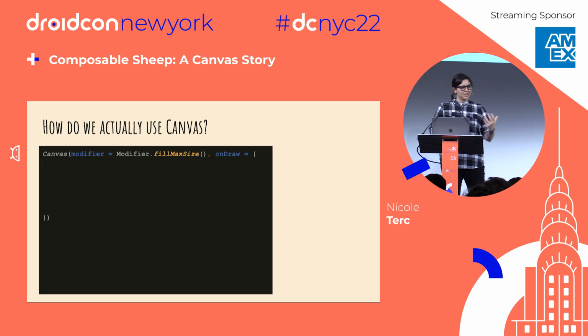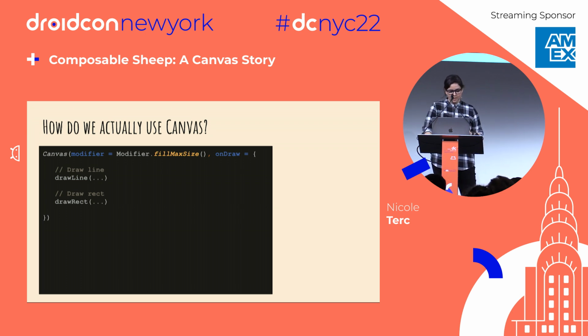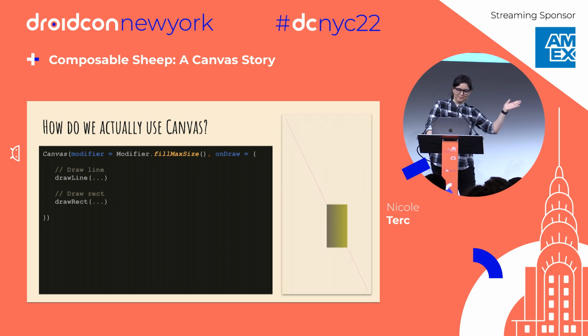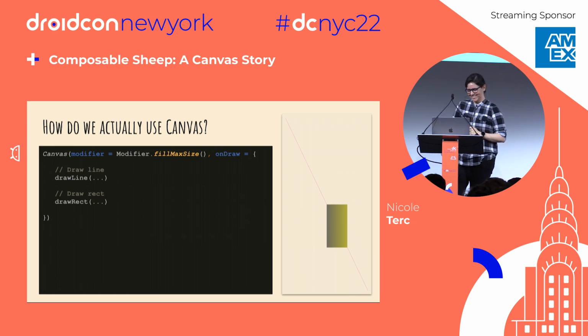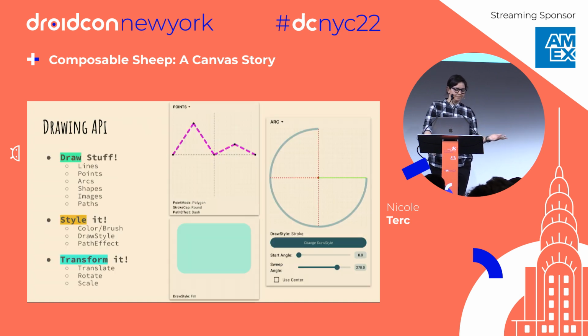Great. So how do we actually use this canvas composable? It's quite easy. Basically, we just create the composable, pass the modifier, remember, as I defined, and inside of this on draw lambda, we pass instructions. If I pass this instruction, of course, this is simplified, adding all the parameters or everything I want in there, you can obtain something like that. It's cute, right? But what are this drawLine and drawRect? This is the drawing API that I was mentioning. And of course, in order for you to really use Canvas, you need to learn a little bit about this drawing API.